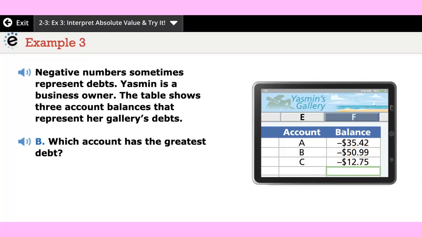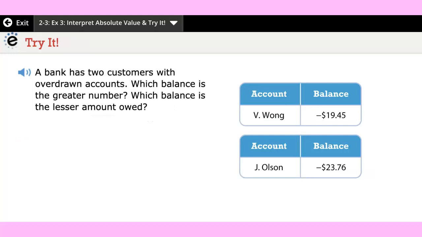Let's look at the last example. The bank has 2 customers with overdrawn accounts. Overdrawn means they take more than what they have. Which balance has the greater number? Which balance is the lesser amount owed? So one has a greater number: they have more money that they owe, and the other has less money that they owe. Okay? Questions? Let's discuss that. Let's pause this video again.